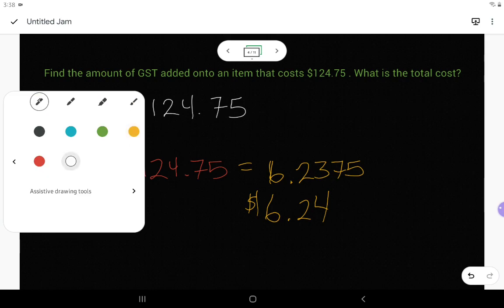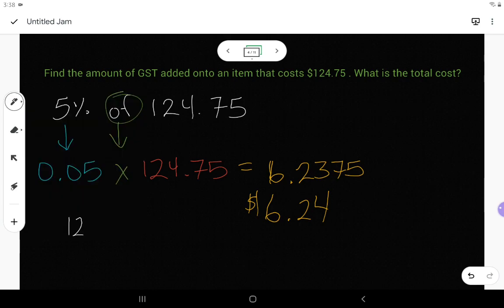So the total cost of everything altogether was $124.75, and then we're going to add on that $6.24 of tax for a total of $130.99. Okay, so that would be the final cost after tax.